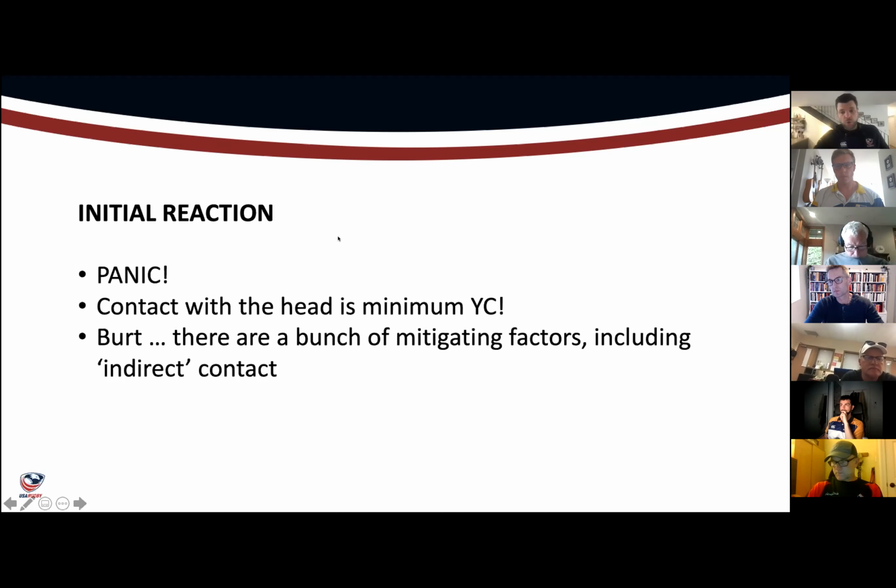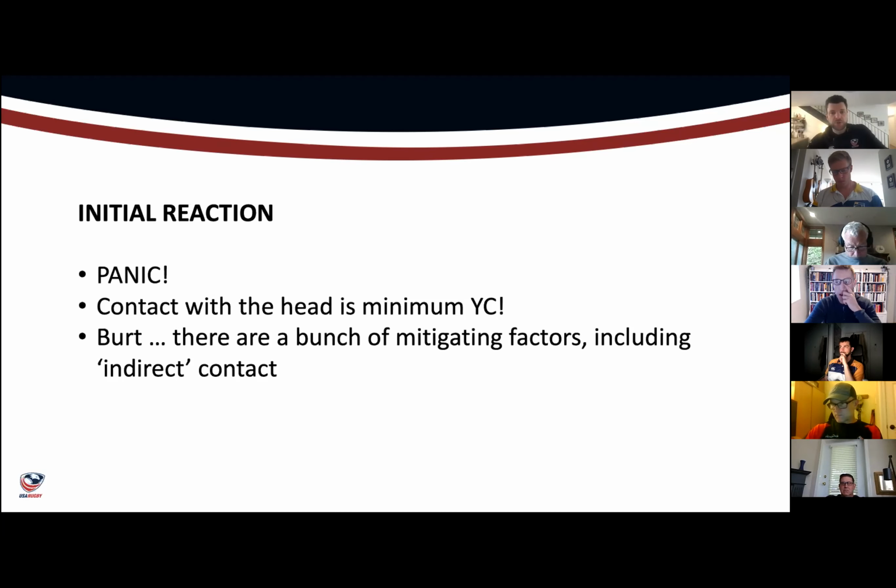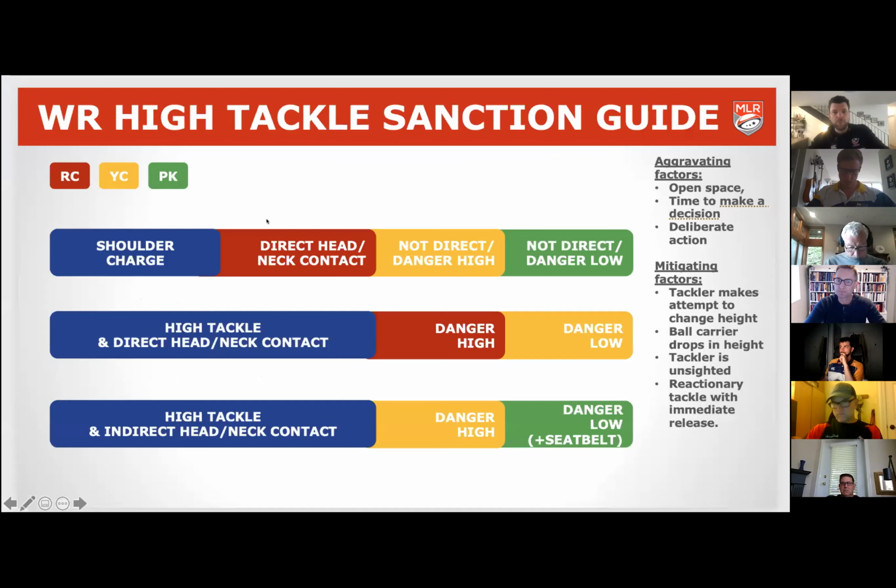And so what you saw in the States and in Australia, and I think other countries, was a version of this kind of form. This is something that MLR used in 2019, where they really worked out, okay, if you've got direct contact or indirect contact, that's where your sanctions change a little bit, because indirect contact will mitigate. And so you're dealing with a penalty or yellow versus a yellow or red for the different danger levels.